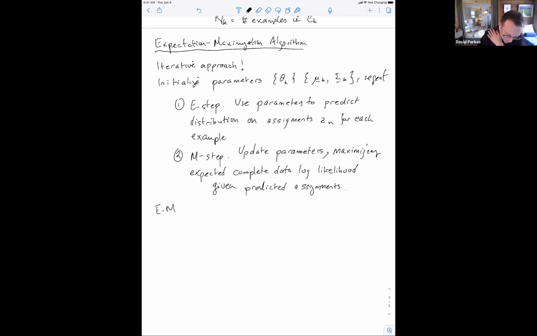So this is called the EM algorithm, the expectation maximization algorithm. It's going to be an iterative approach. The E step is going to take the current parameters and ask, given those parameters, what is the probability that example N belongs to component K? Think about that as a soft assignment. It's not going to hard assign, it's going to soft assign. I give a probability that it lives in component one or component two.